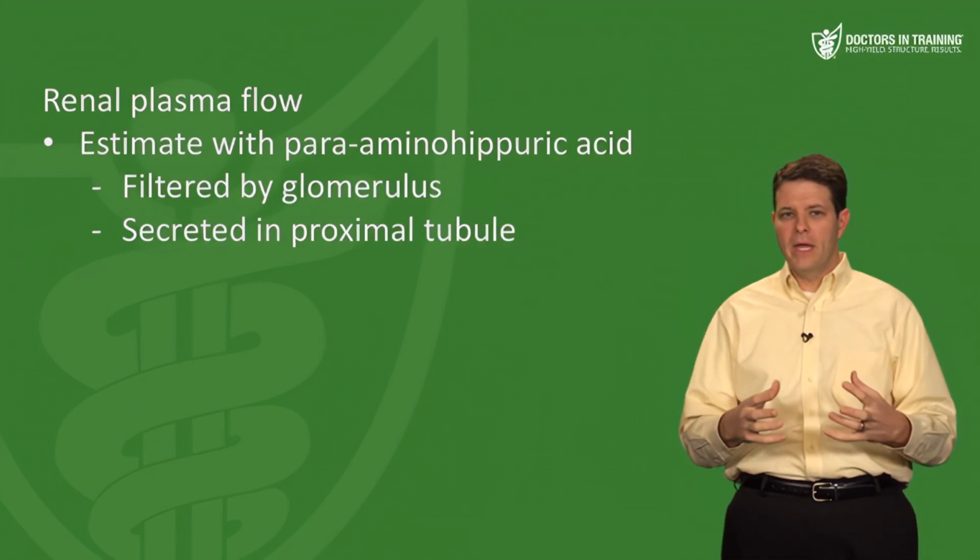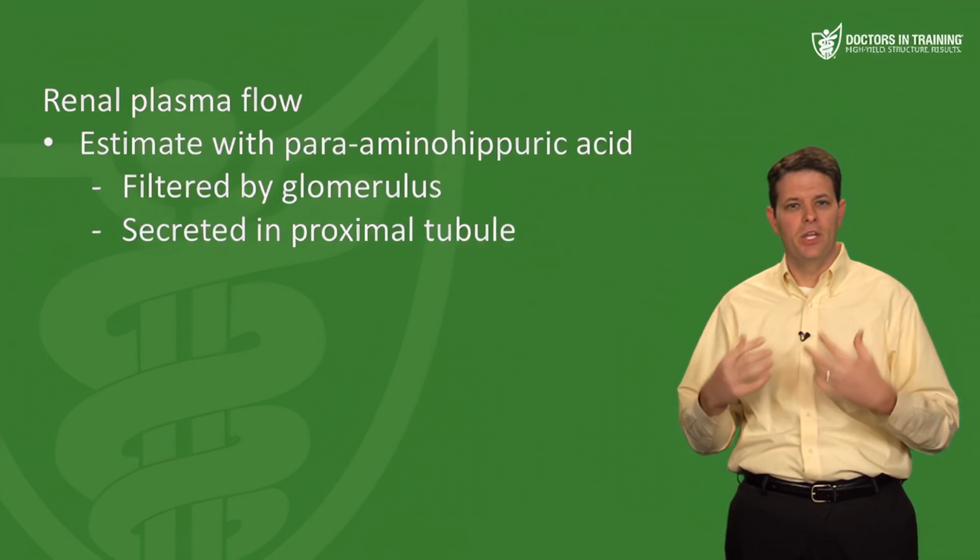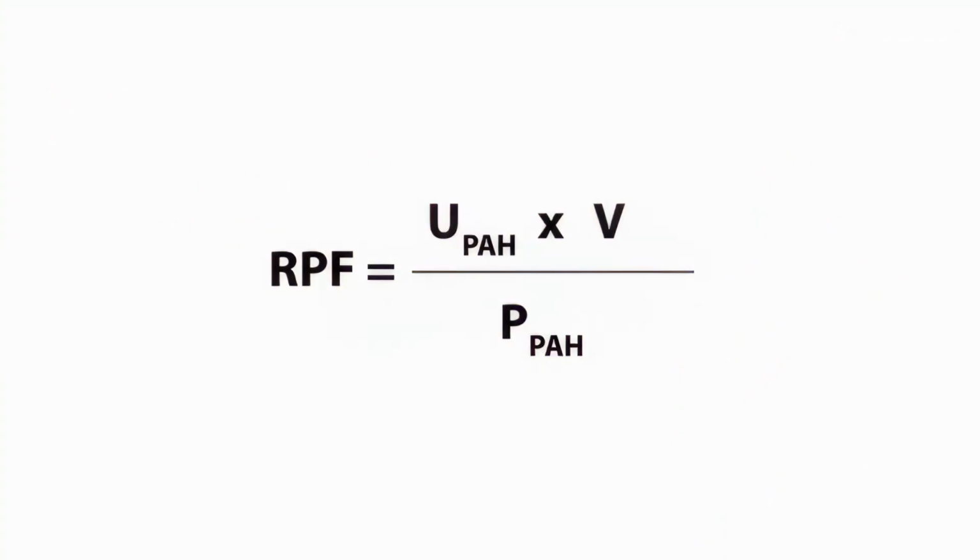So all the PAH that makes it to the kidney is going to end up in the urine and be excreted. So the renal plasma flow rate is the clearance of PAH, or the U of PAH times V, divided by the P of PAH.